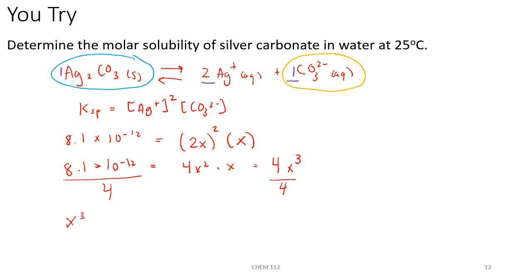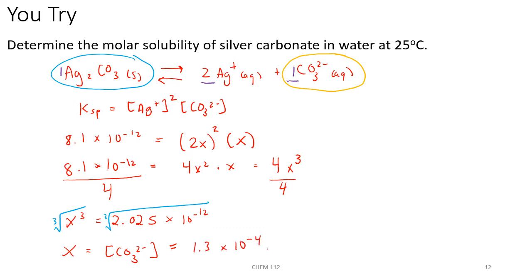That gives us x cubed is equal to 2.025 times 10 to the negative 12th. And then if we cube root both sides of the equation, that'll just give us x. And x is equal to the concentration of CO3 2 minus, because that's the species that has a coefficient of 1 out in front of it. And so it's also equal to our molar solubility for our silver carbonate. And x comes out to being 1.3 times 10 to the negative 4th molar.